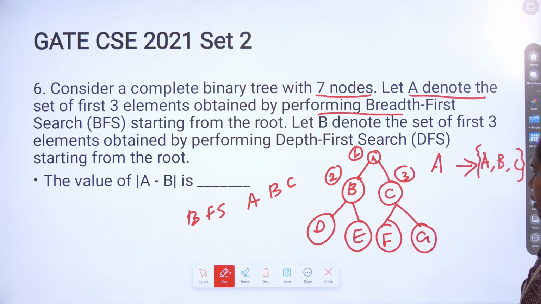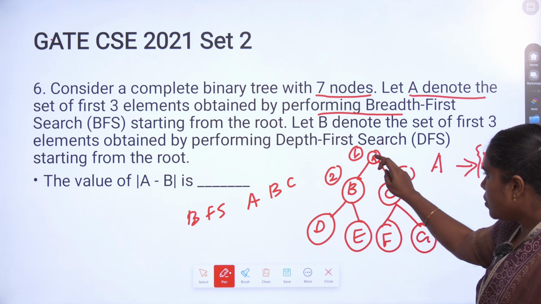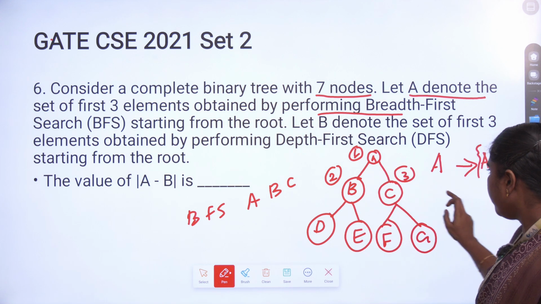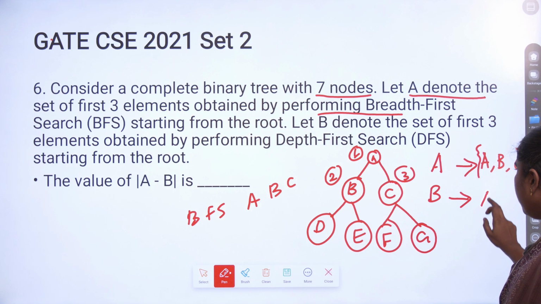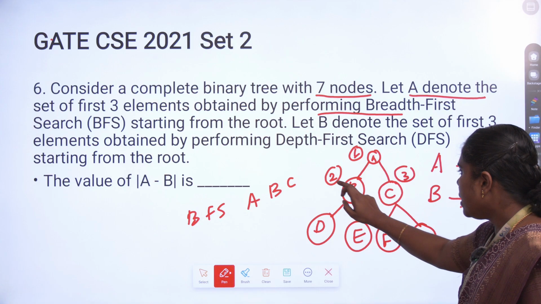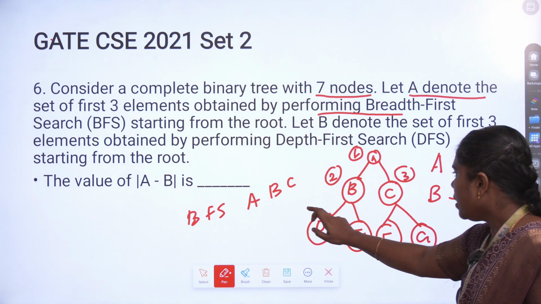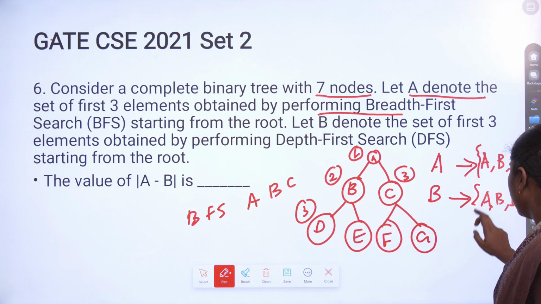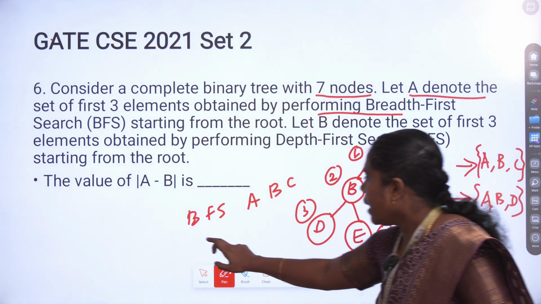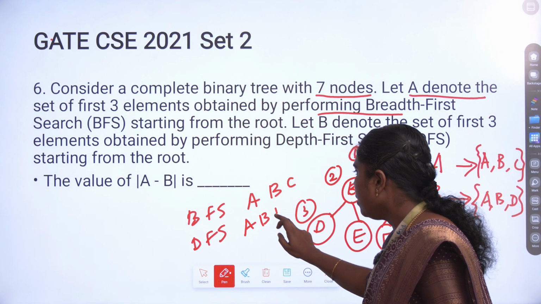The next is you are going to find the depth first search. Depth first search means you have to go by height. So height level you have to go. What is the first element? A is the first element to be visited. The second will be B to be visited. And the third will be D to be visited in the case of a depth first search. So in the case of DFS, the order is A, B and D.